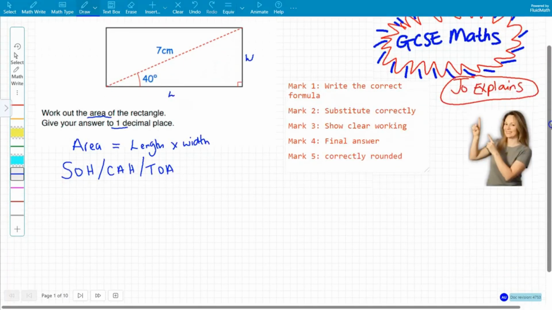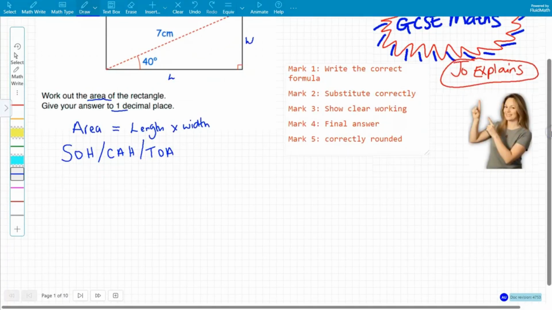Okay, so what have we got? We've got this right angle triangle. I'm just going to draw it out here again with an angle of 40 and a hypotenuse there of 7. So let's label the sides. That's what we do with trigonometry, isn't it? So opposite is this side, and that would mean adjacent is that side. Our hypotenuse is there.